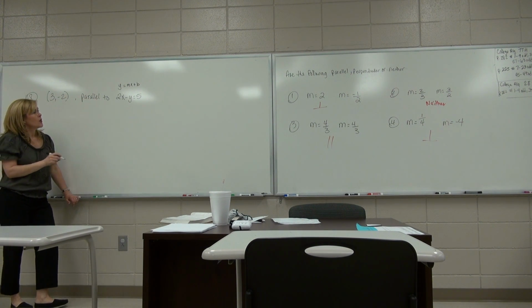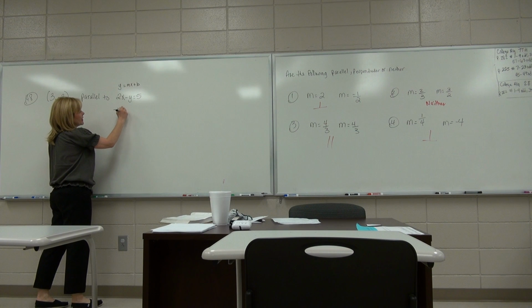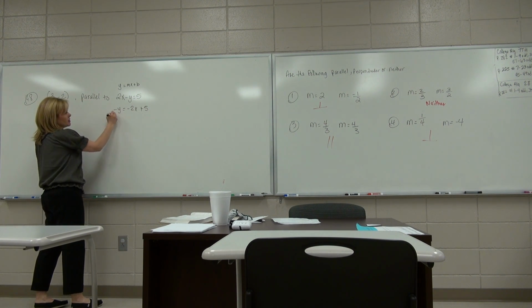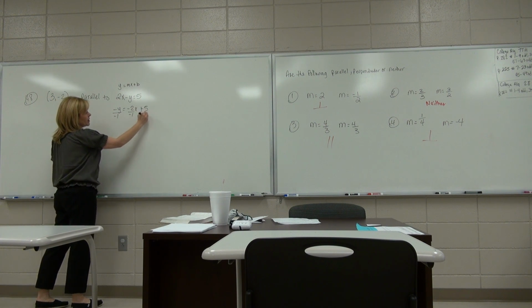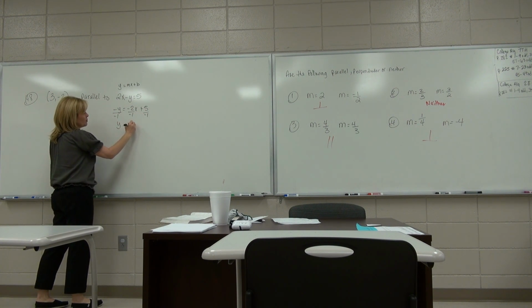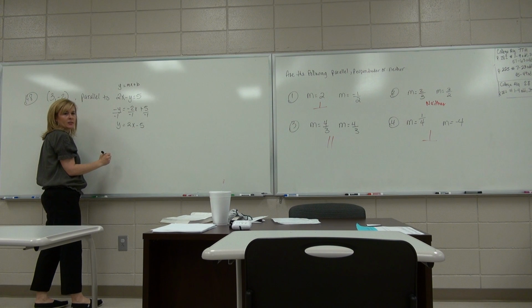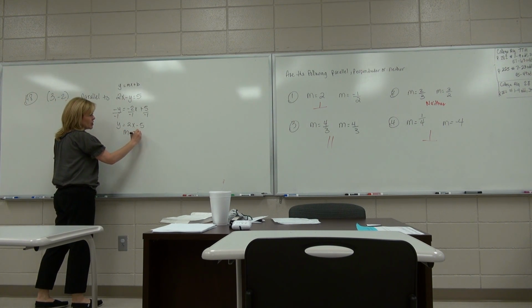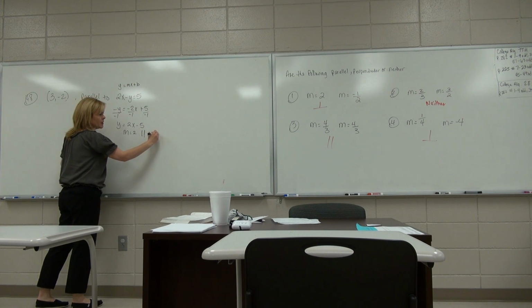So I need to move that 2x over, so I'll get negative y is equal to negative 2x plus 5. Divide everything by a negative. So y is equal to positive 2x minus 5. Well, what's the slope of this line? So the slope of this line is 2, and the parallel slope would be 2.